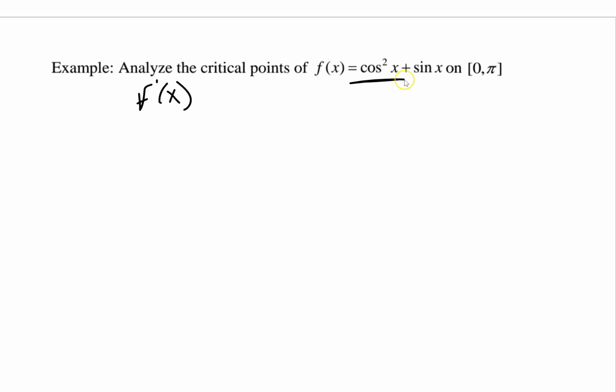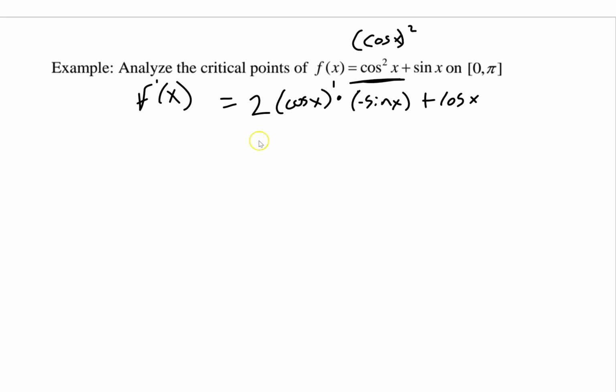And look at this right here. Some of you guys got this wrong on the test. This is cosine x, whole thing squared. So that's a chain rule, right? Bring the 2 down. Leave the inside alone. Times the derivative of the inside, which is negative sine. I almost messed that up. Derivative of sine is cosine. So let me write that a little nicer while we set it equal to 0. So it's going to be negative 2 sine x cosine x plus cosine x.